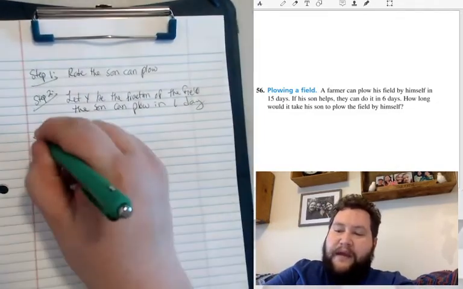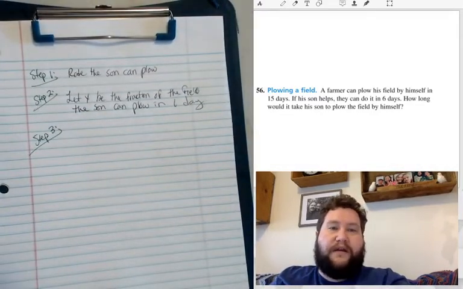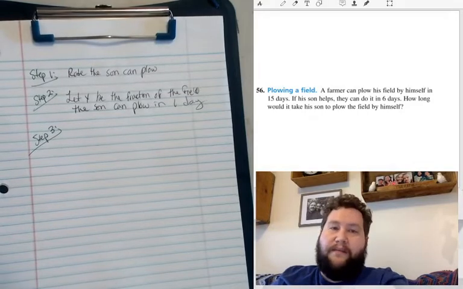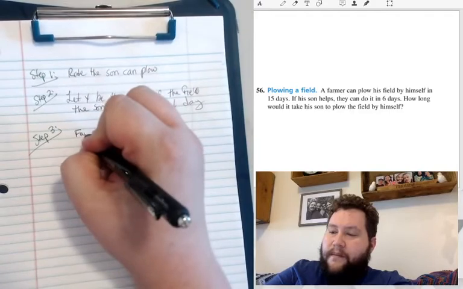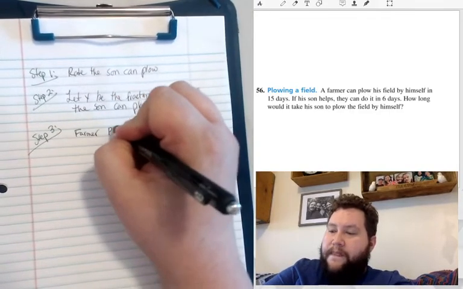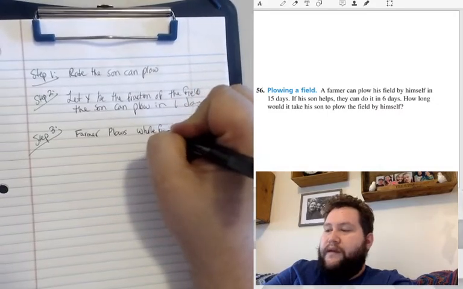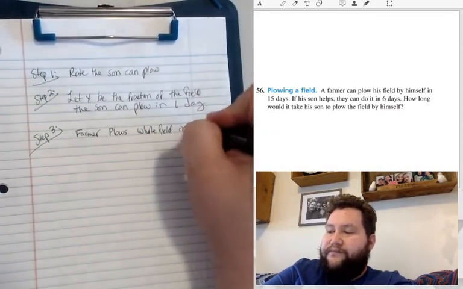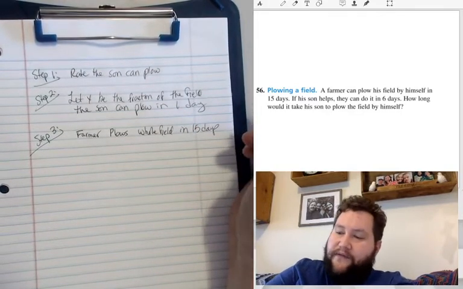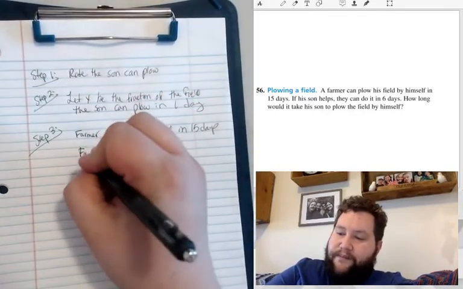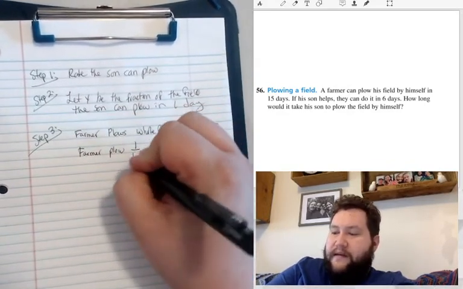And then step 3 is writing an equation that relates all of our unknown quantities. Well, let's get down what we know before we write down what we don't know. So we know the farmer plows the whole field in 15 days. That means the farmer plows 1/15 in 1 day.